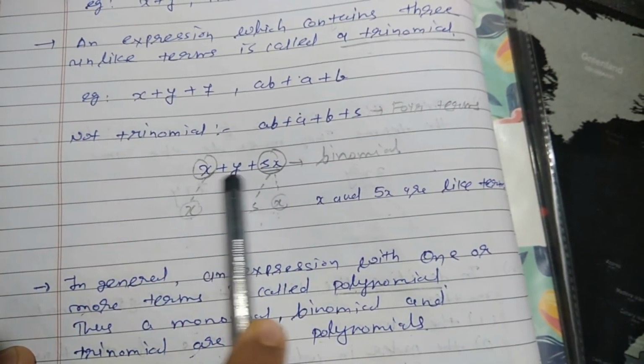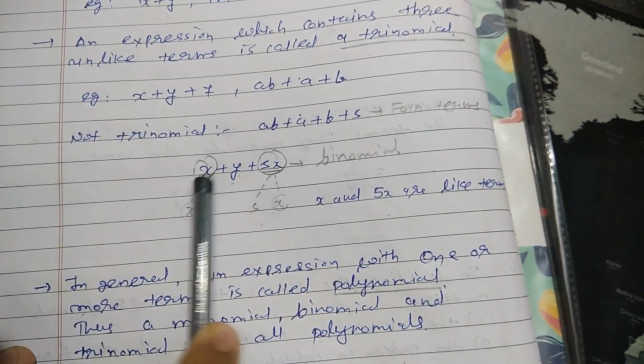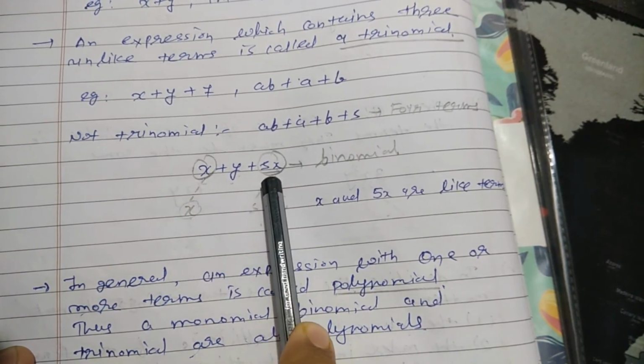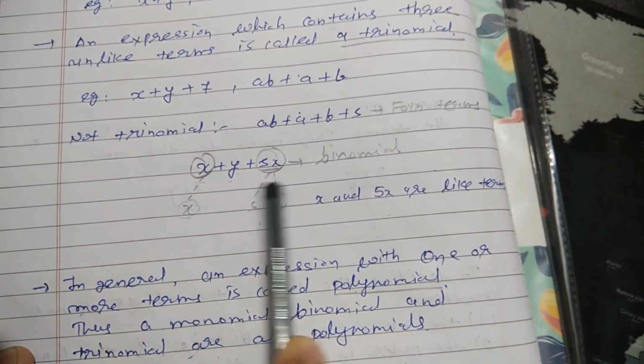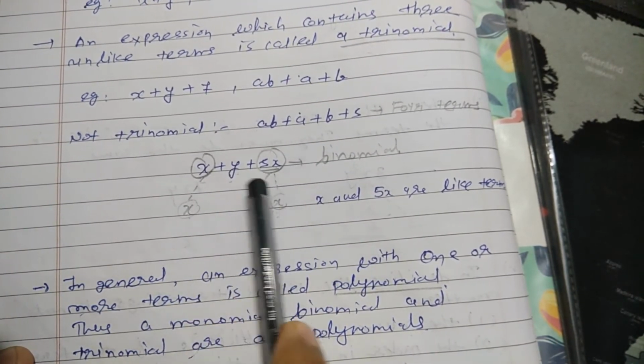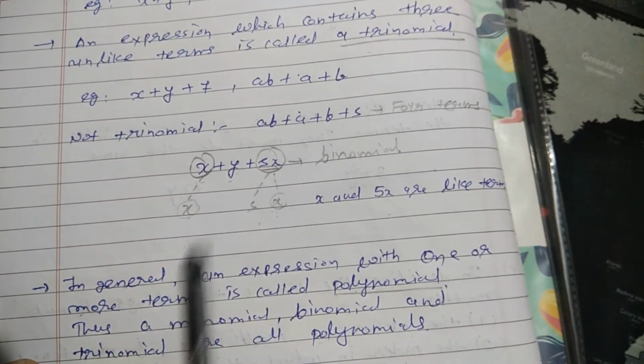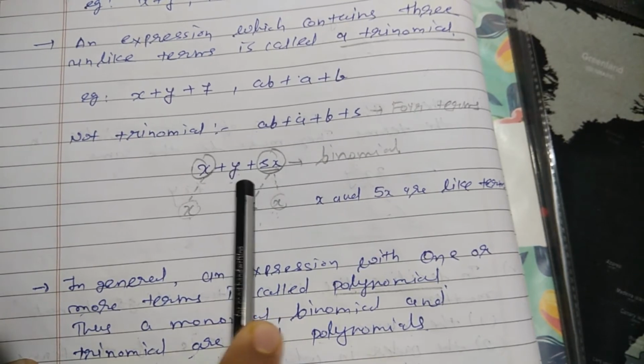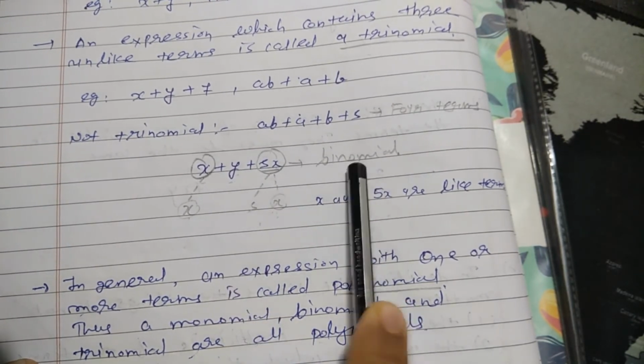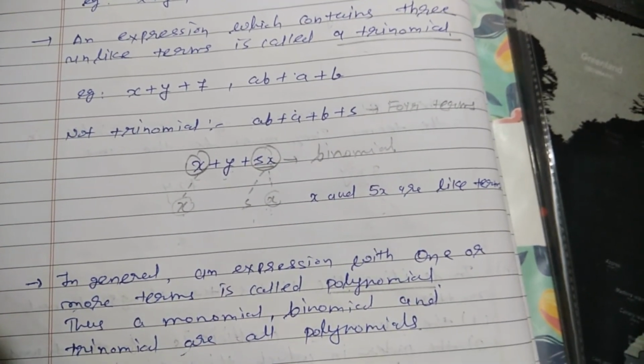Here we can see that in this expression, the term x and this 5x are like terms. So that's why here the total number of unlike terms is only 2: y, and x and 5x. Only two terms are there. That's why it is not called a trinomial, but it is called a binomial.